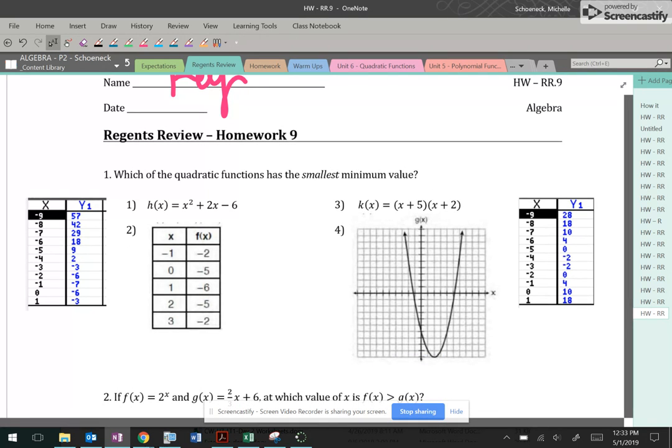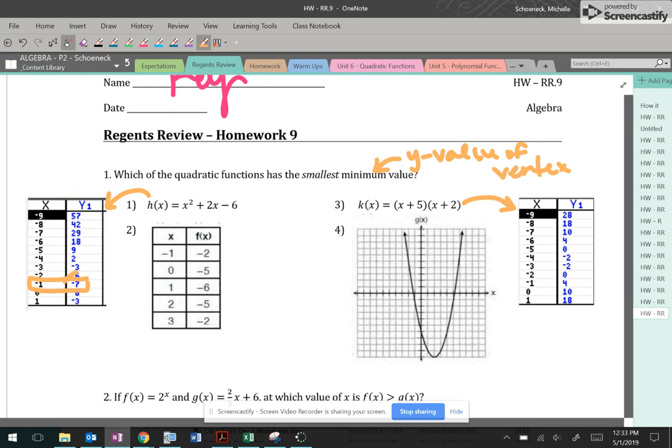Number 1, which of the quadratic functions has the smallest minimum value? Well, the minimum value is the y value of the vertex. So we have to find the vertex of each of these. I did it already and plugged these into my calculator so that I can find the vertex. And remember, the vertex is the turning point.